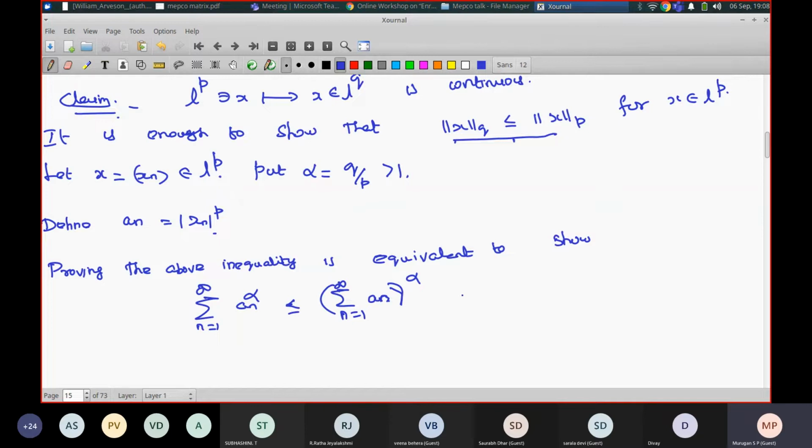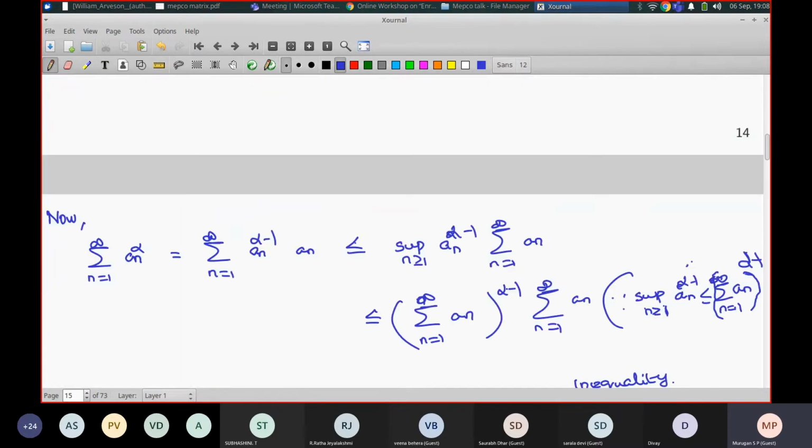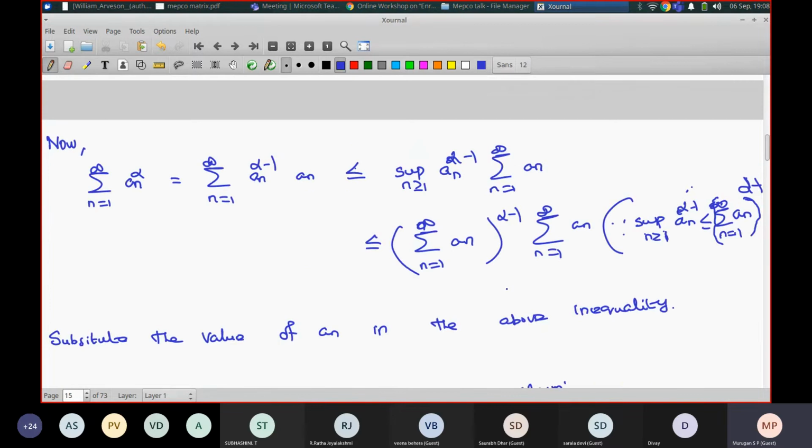If you put alpha equal to q by p, then this is the norm of xn power q. Yes. For that we need to prove this inequality. This inequality is very simple. You take summation n equal to 1 to infinity. Because alpha is greater than 1, you can write it like this, an power alpha minus 1 into an, right? So this is a convergent sequence, therefore this is bounded. Therefore you can replace it by the supremum here, and this is less than or equal to summation n equal to 1 to infinity an power alpha minus 1.